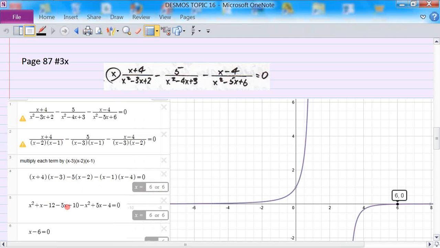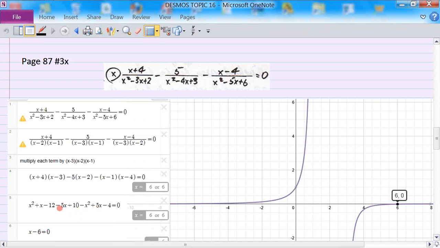To go from here to here to here, I'm just simplifying. So I'm removing the brackets, get these 3 terms here, minus 5x right here, minus 5 times minus 2 is plus 10. Here I'm expanding this and then taking care of the sign. I'm left with minus 5x minus x squared plus 5x minus 4. Now notice the x squared and the minus x squared canceled, so there's no x squared term. The plus x and the minus 5x and the plus 5x become just x.